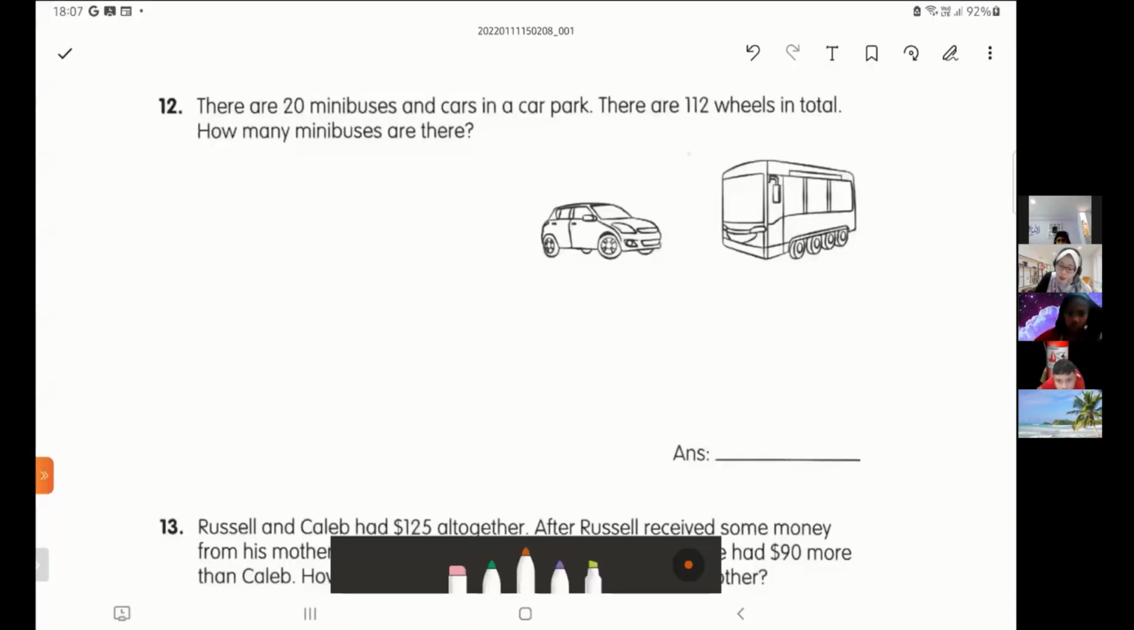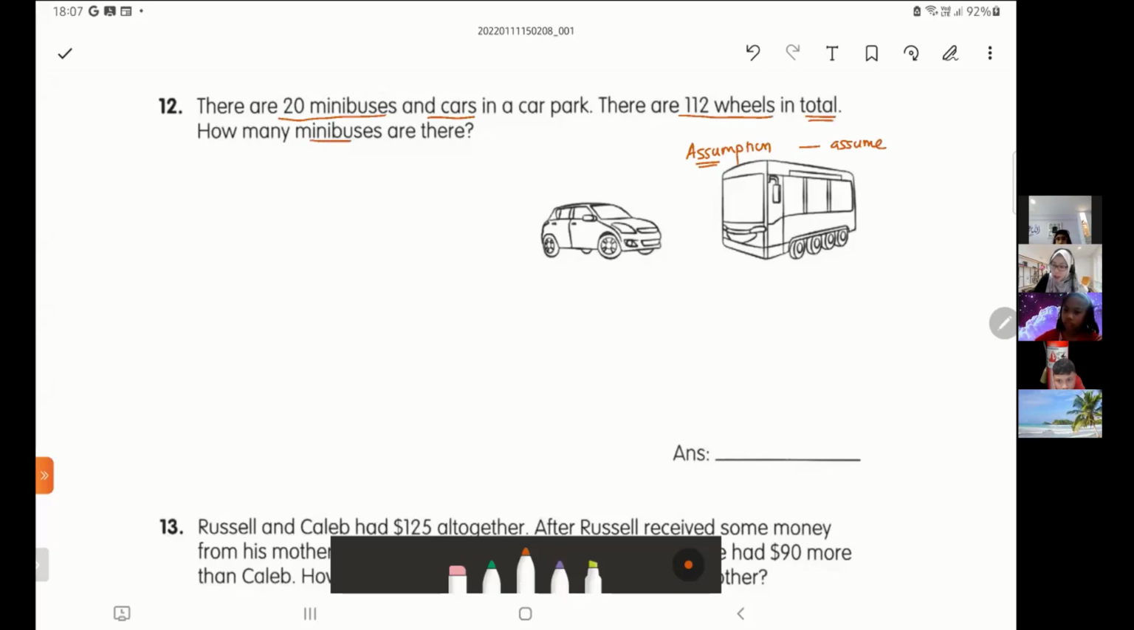This is the assumption concept. Assumption means you are going to assume something. So in this case, there are 20 minibuses and cars in the car park. So this is the total minibuses and cars. There are 112 wheels in total. How many minibuses are there?